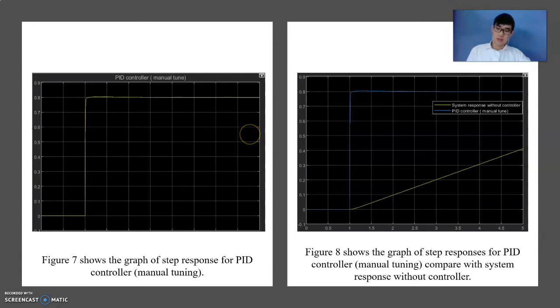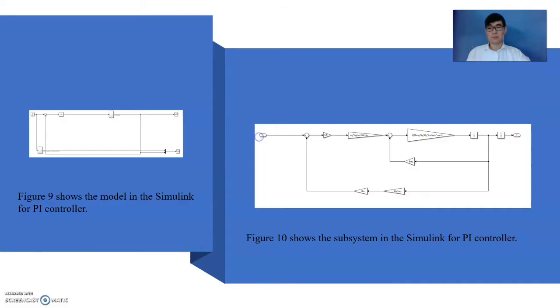So figure 7 shows the graph of the step response for PID controller with manual tuning, while figure 8 shows the graph of the step response for PID controller with manual tuning compared with the system response without the controller. So figure 9 shows the model in the simulating for PI controller, while figure 10 shows the subsystem in the simulating for PI controller.